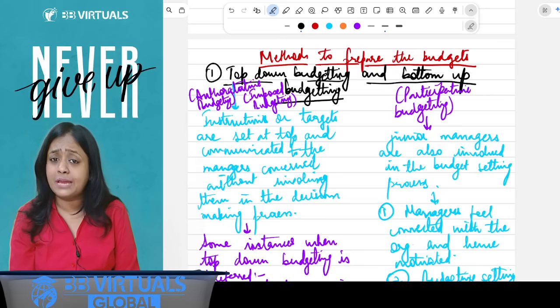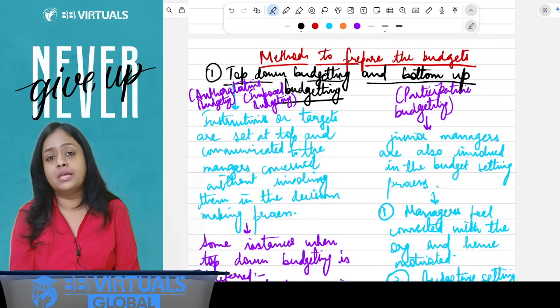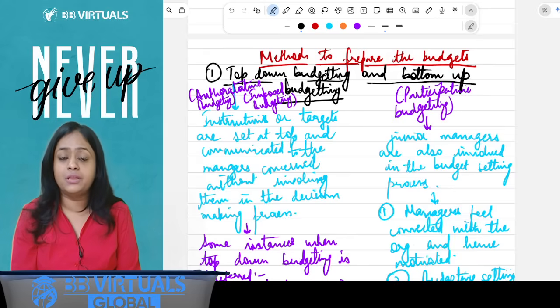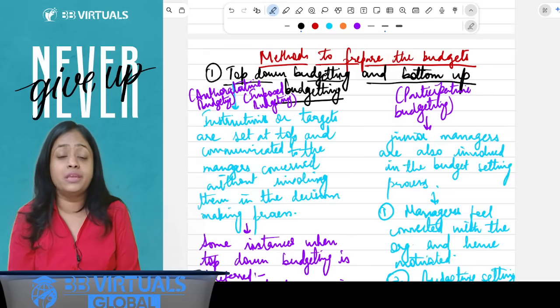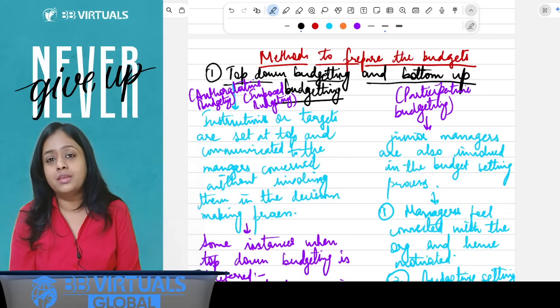Of course it's time consuming and lengthy, and we generally recommend top-down budgeting when the economy is having a tough time, when it is a new company, or when the staff does not have much experience or the technical understanding to prepare the budget.